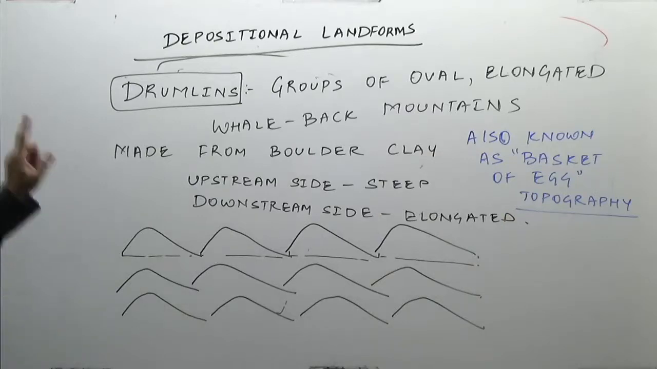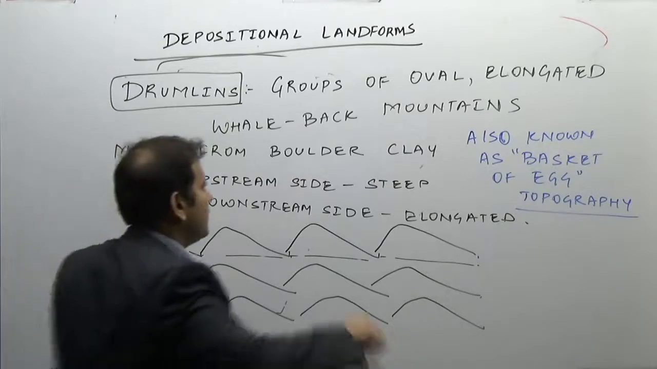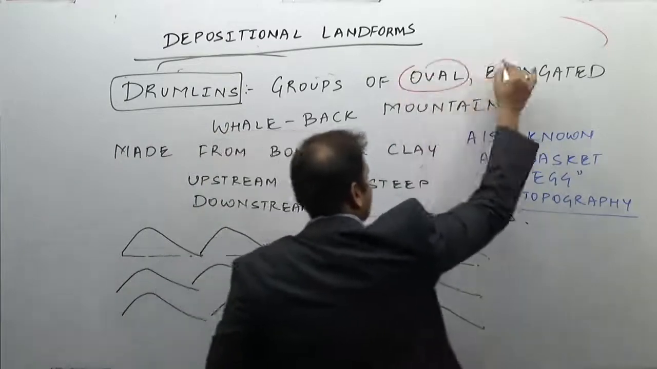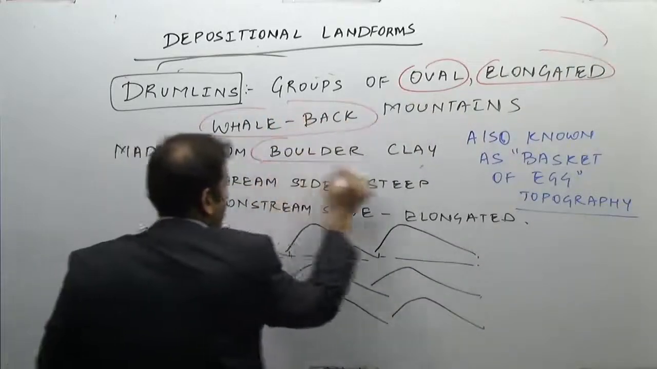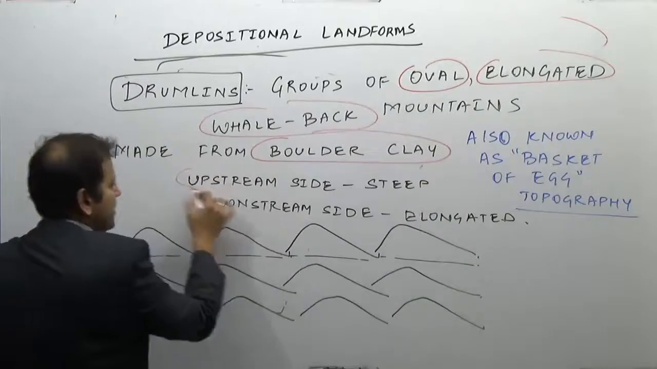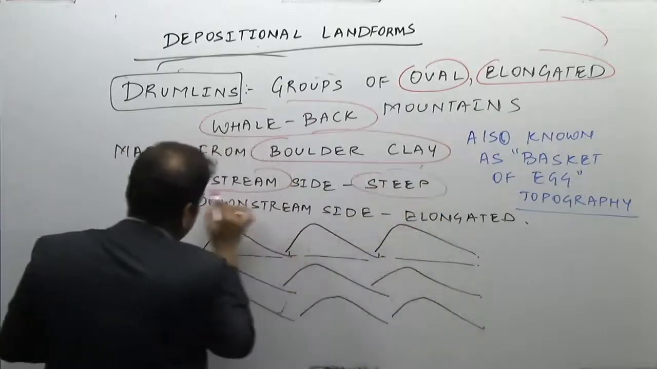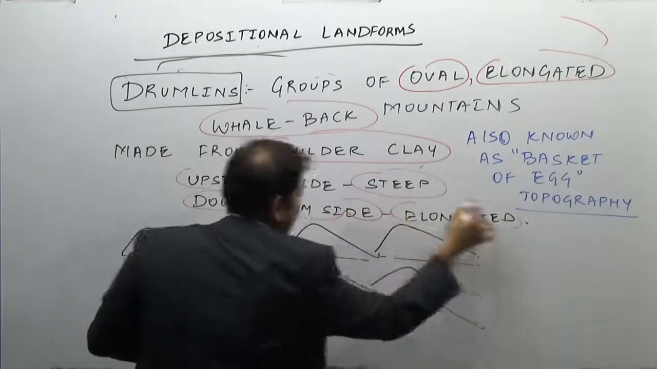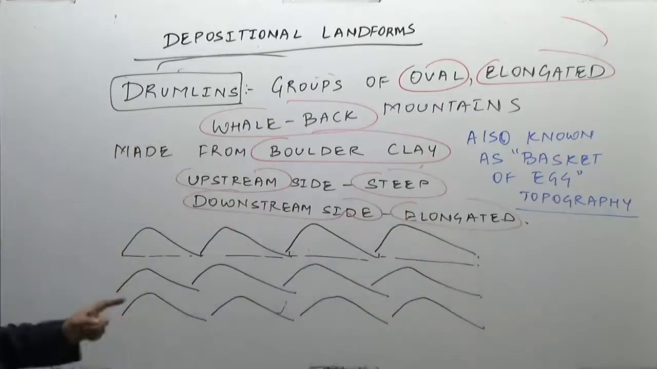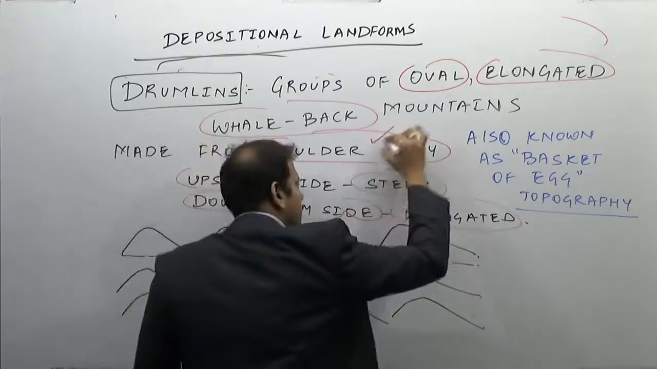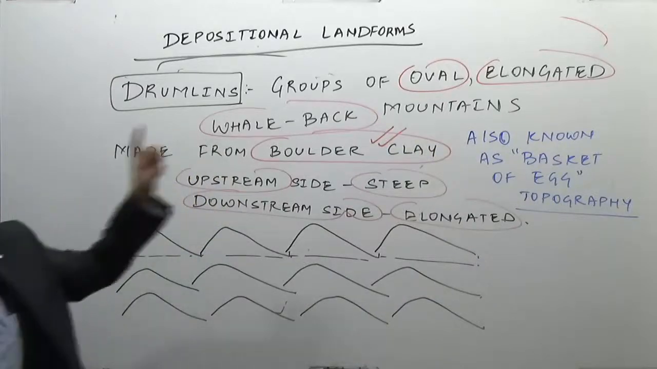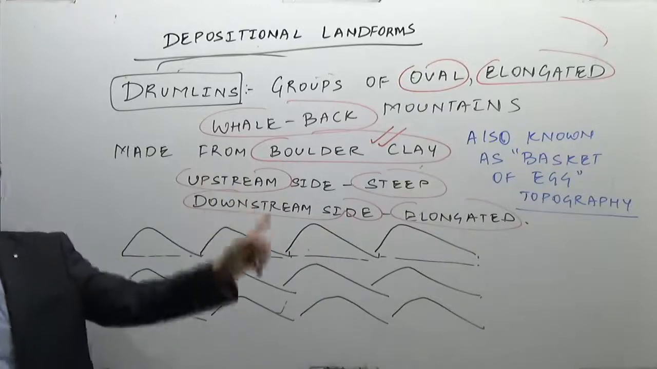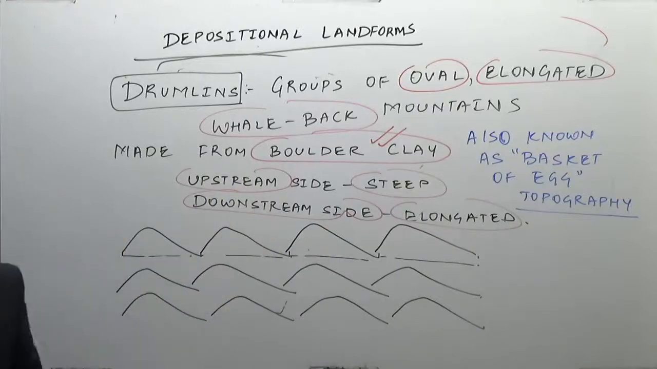So the group of oval, what are the keywords here? Oval, elongated, whale-back mountains which are made from boulder clay, having an upstream side which is steep, while the downstream side is elongated, are known as drumlins. So what are these drumlins made from? These are made from boulder clay. Because they are found in groups, they are also known as a basket of egg topography.